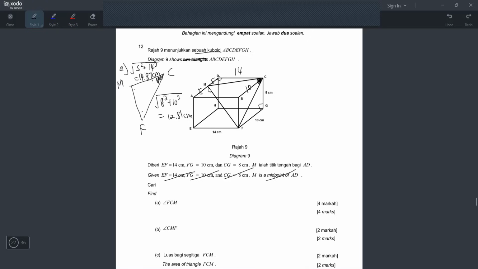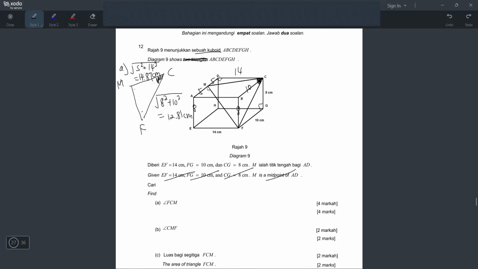Now for my MF length. MF, this is 8 cm, right? This is also 8. This is also 8. Let me ask you, can I take 14 square plus 8 square for my Pythagoras theorem? Can I do like that? 8 square plus 14 square to find MF? Cannot, right? Because if you take 8 square plus 14 square, you are finding the length AF, which is wrong already. I don't want AF, I want MF.